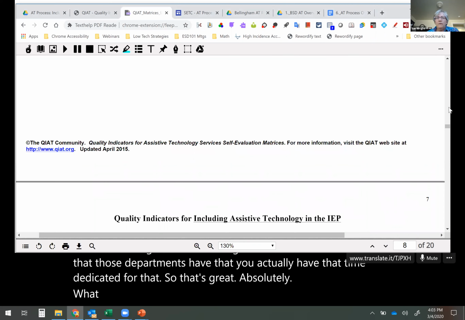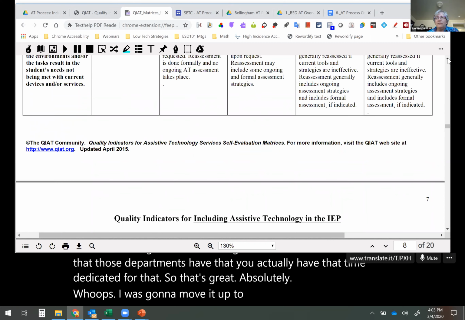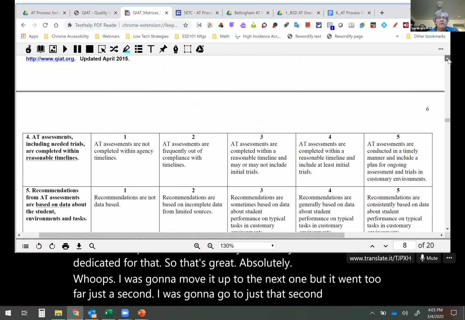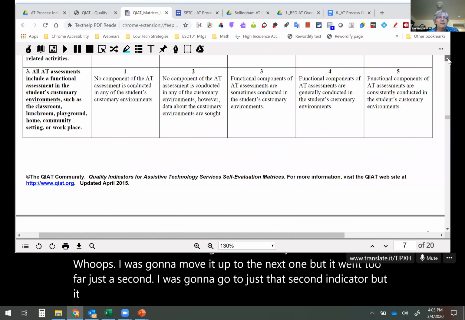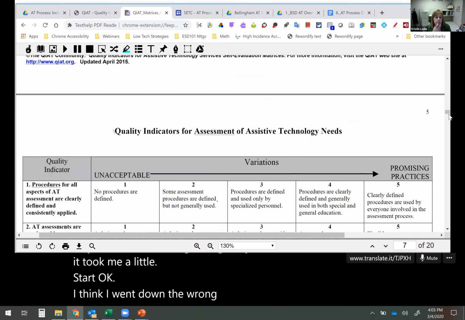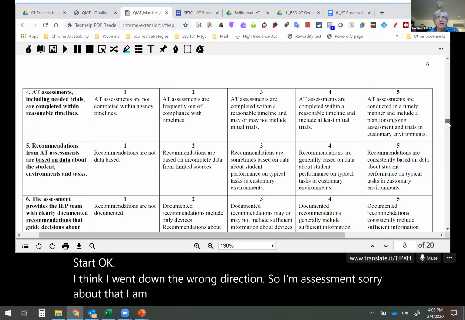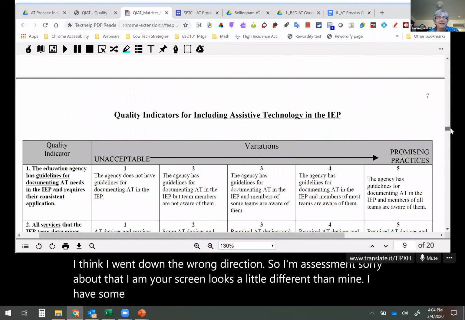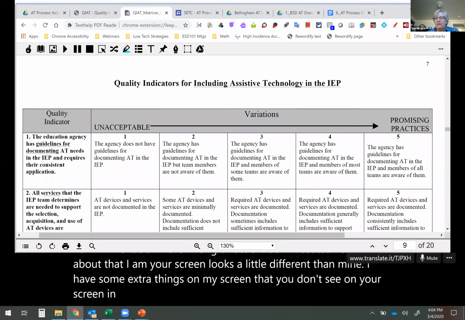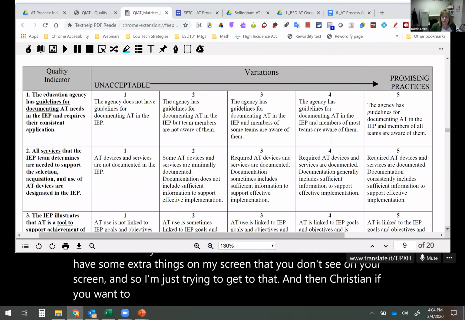Whoops, I was going to move it up to the next one, but it went too far. Just a second. I was going to go to just that second indicator, but it took me a little far. Oh, I think I went down the wrong direction. Assessment. Yeah, sorry about that. Your screen looks a little different than mine. I have some extra things on my screen that you don't see on your screen. And so I'm just trying to get to that. And then Kristen, if you want to read that one, I'll get it.